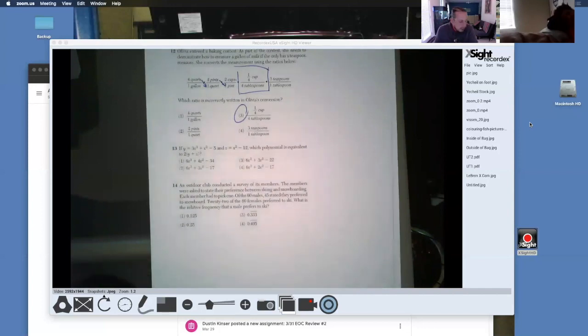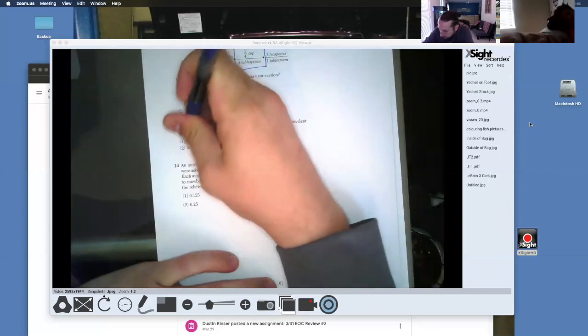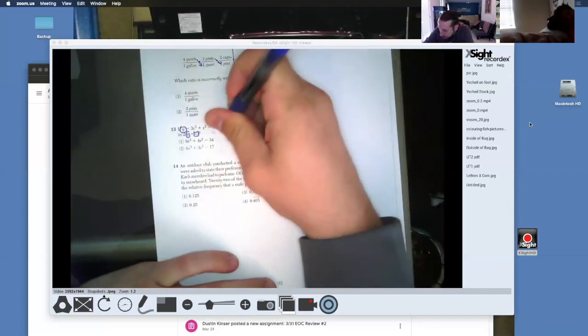Number 13: if y is this and z is this, which polynomial is equivalent to 2(y + z)? So all this is a substitution. This is y, this is y, this is z, this is z. So you just plug them in.